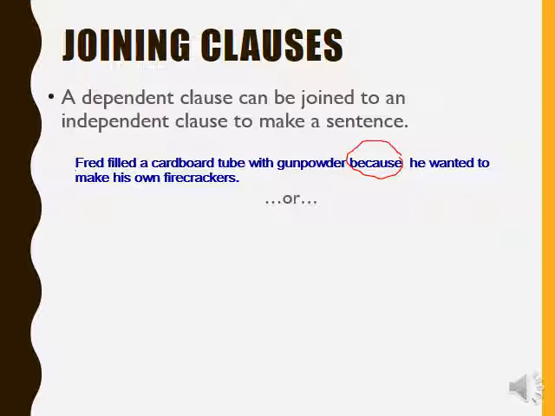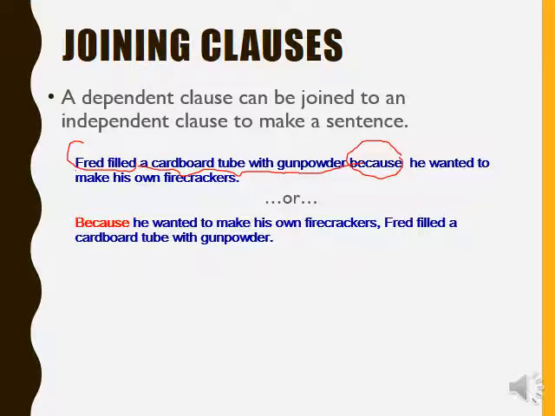If you look at the first part of the sentence, "Fred filled a cardboard tube with gunpowder," this is the independent clause, and it can stand alone without another clause. But the second part of the sentence, "he wanted to make his own firecrackers," is not a complete sentence. That's why we call it a dependent clause, because it depends on another clause to form a sentence.